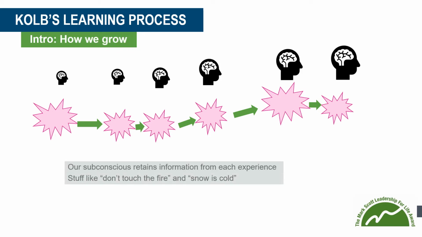Our conscious and our subconscious take on information based on our experiences as we go through life. Subconsciously, we're learning all sorts of stuff, though we might not be thinking about it or planning to. Such things as don't touch the fire, or snow is cold, I don't like swimming in water. Those are fairly subconscious. But we can massively boost the learning experience and our development if we go through a simple process, and that's where we're going to refer to Kolb's learning process.